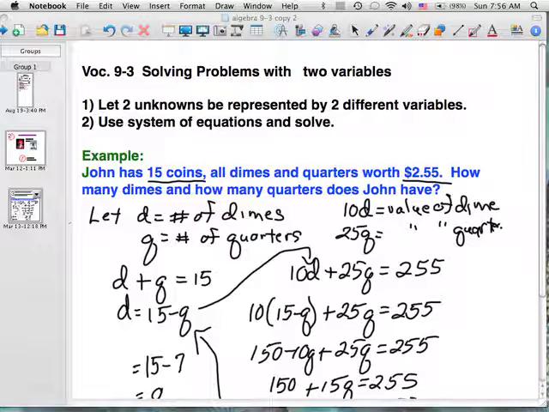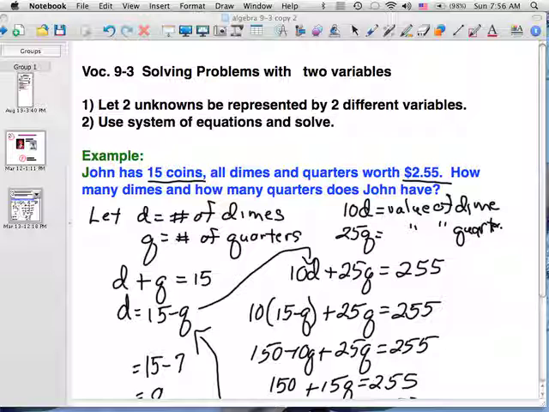Each dime is worth 10, so 10D is the total value of the dimes. And each quarter is worth 25, so 25Q is the total value of the quarters. So if I add 10D plus 25Q, I get 255 cents.